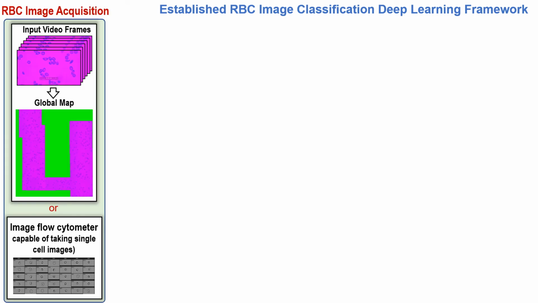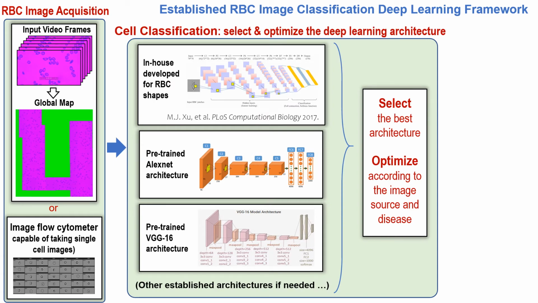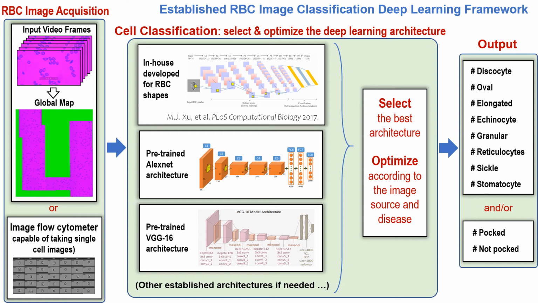First, we acquire raw RBC images using an optical microscope with high magnification or using an image flow cytometer capable of taking single-cell images. This step requires close collaboration with medical doctors for accessing patient samples. The most important step is to select and optimize the deep learning architecture best suited for the RBC images obtained from different sources and/or different diseases. If the results obtained are not good enough, we would have to make further improvements and do the steps again.